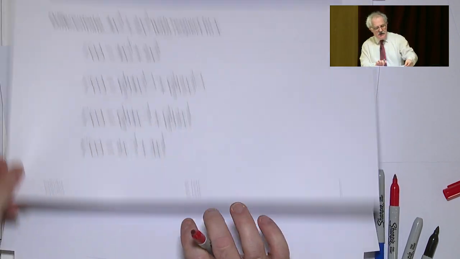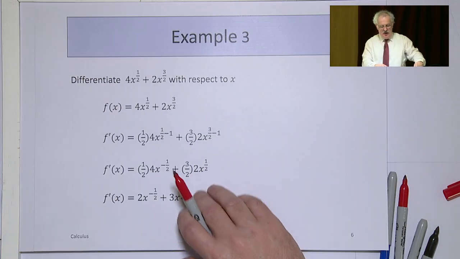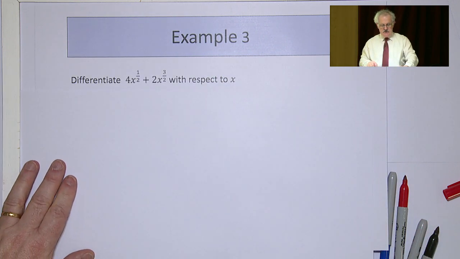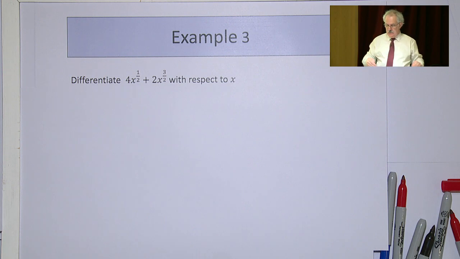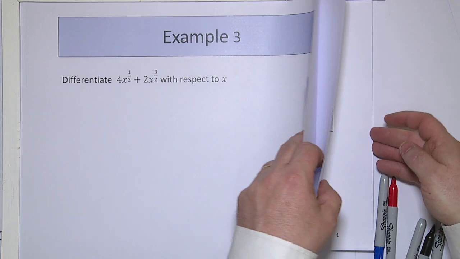Next one, differentiate 4x to the half plus 2x to the 3 halves with respect to x. So give that a go. Write down your initial thoughts on that.